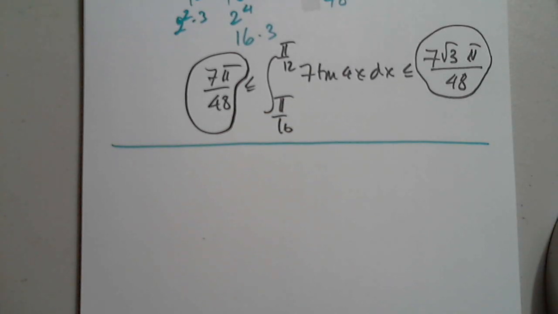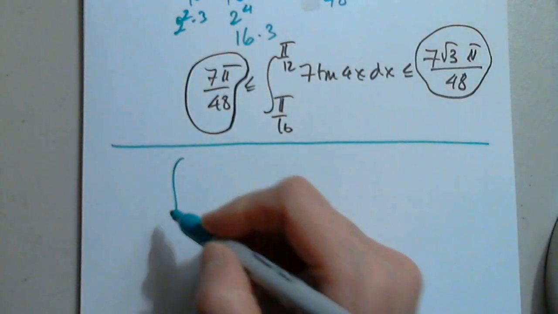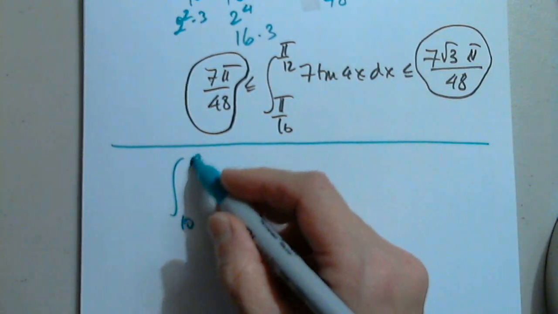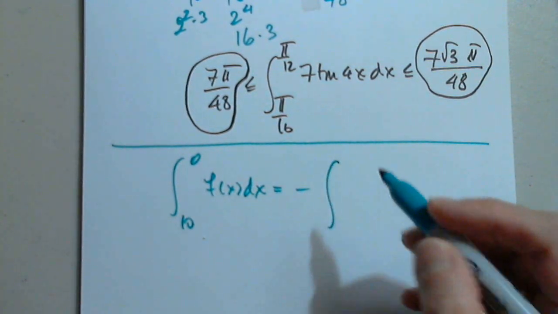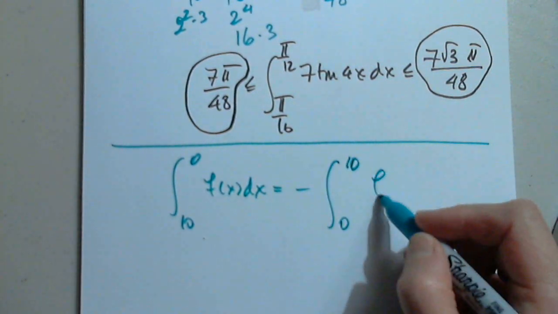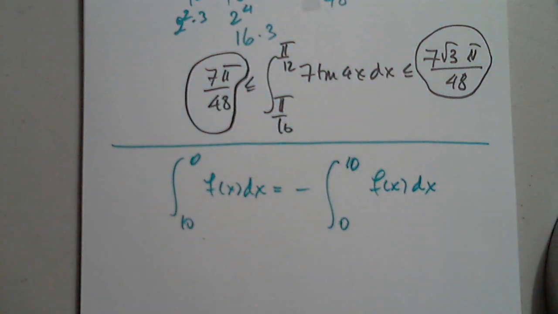So I'm looking at f here where 10. Yes, but remember, the integral from 10 to 0 of f of x dx is the same as the opposite of the integral from 0 to 10 of f of x dx. This is one of the properties of the definite integral that we discussed last time.